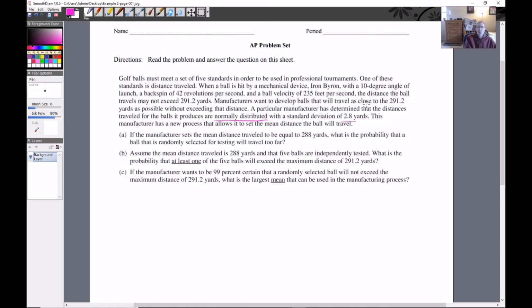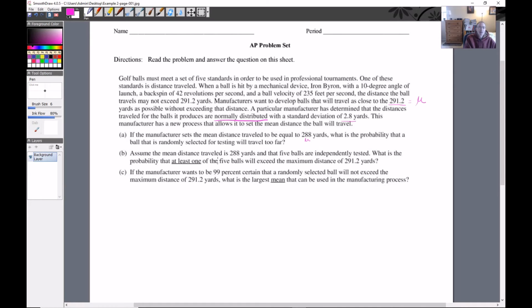All right, so if they wanted to travel as close to 291.2 yards, then that's probably going to be mu. Okay. Now there's a whole bunch of other numbers here that I think are just distractors. I don't think we need the revolutions per second or the velocity in feet per second. Maybe in some other problem, but not here. So if the manufacturer sets the mean distance traveled equal to 288, all right, well, maybe this isn't mu. Well, this is mu now, so that's mu.